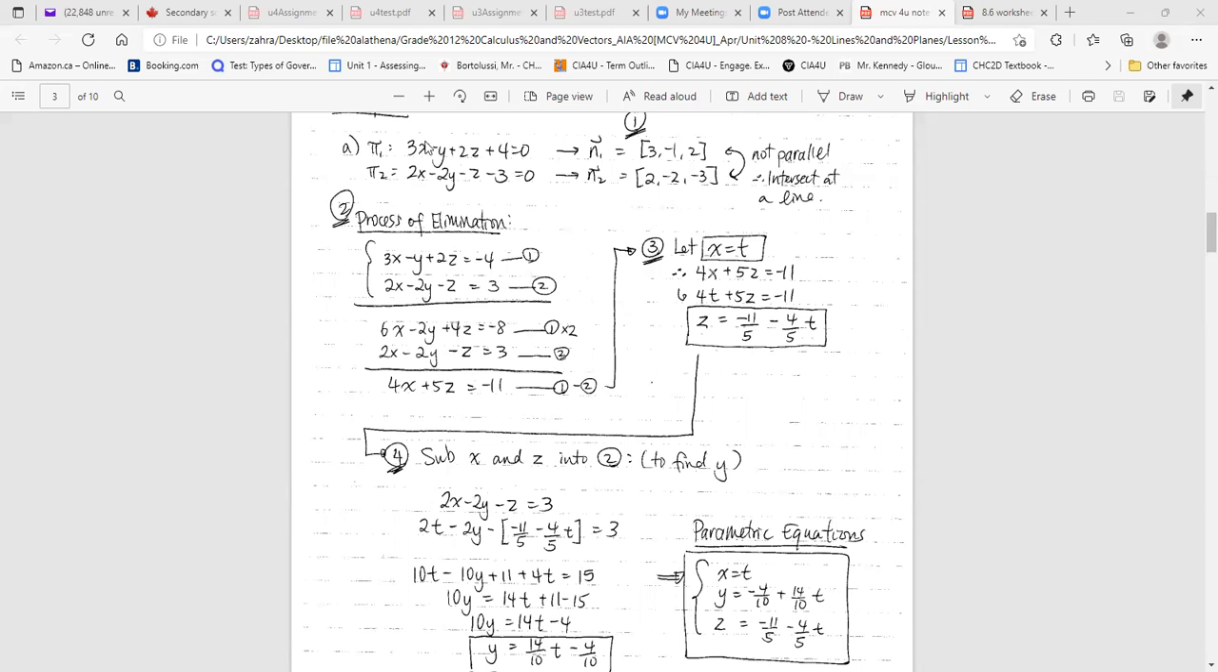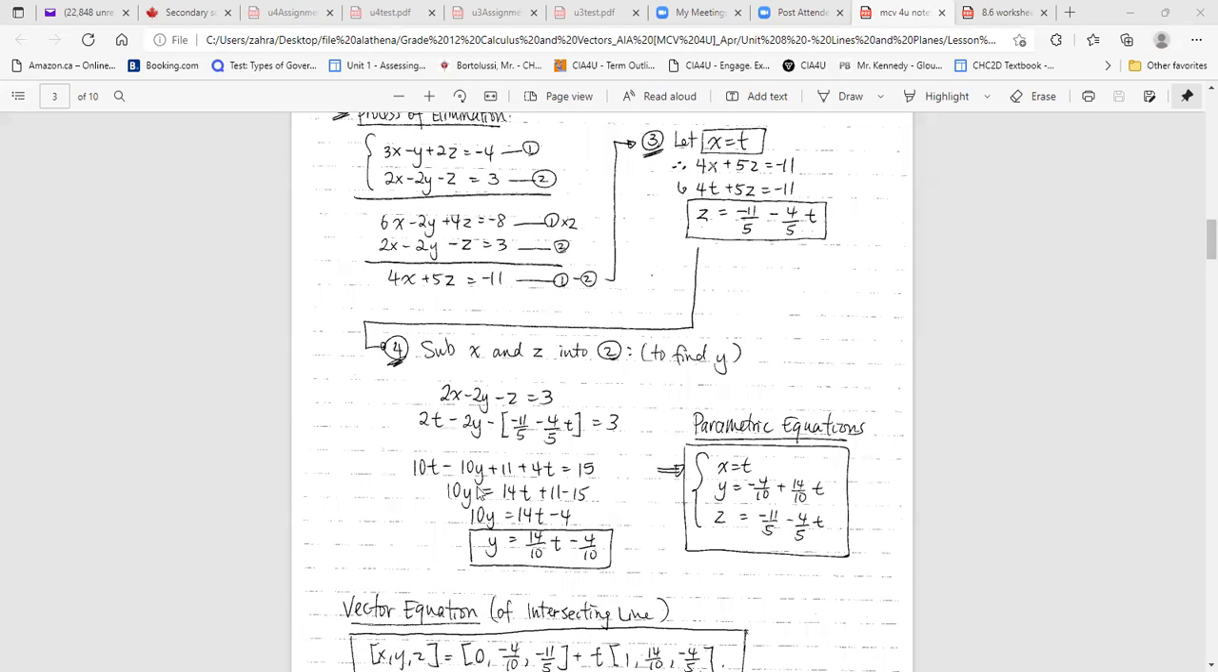Now we take the original one. Let's say we take the second equation, 2x - 2y + z = 3. And then instead of the x, we sub t that we had before. Instead of the z, we sub -11 over 5 minus 4 over 5 t. We expand, simplify, and we rearrange it for y. This is y. Then I just put it in the parametric equation of the line, x equals t. y is given in terms of t, z is given in terms of t.